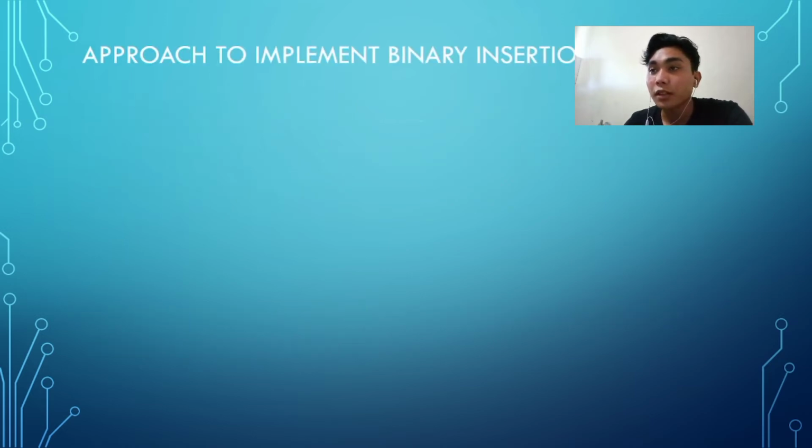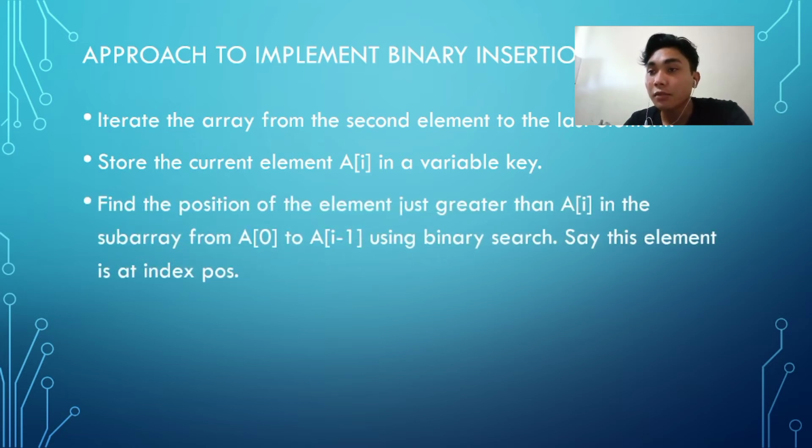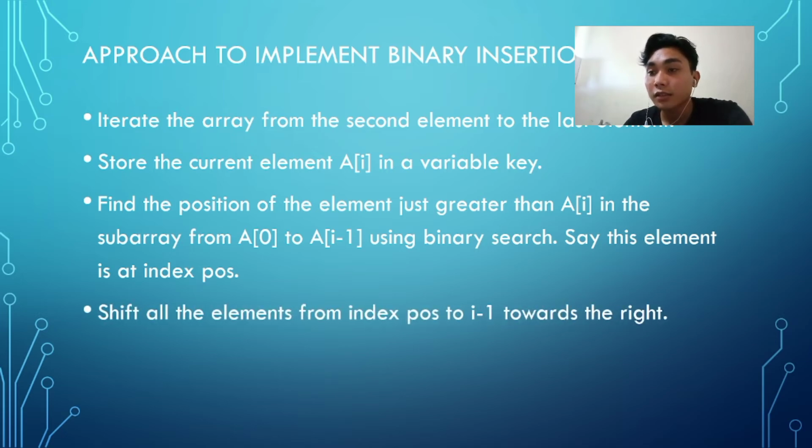The approach to binary insertion sort: iterate the array from the second element to the last element. Store the current element A[i] in the variable key. Then find the position of the element just greater than A[i] in the subarray from A[0] to A[i-1] using binary search. Say this element is at index pos.